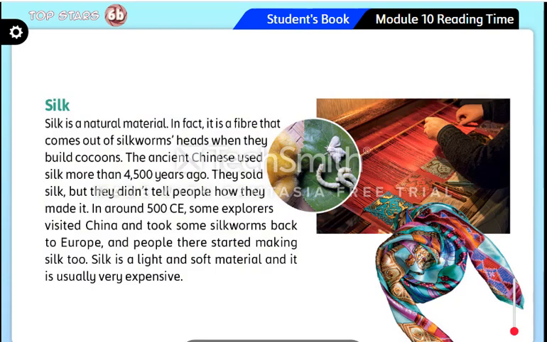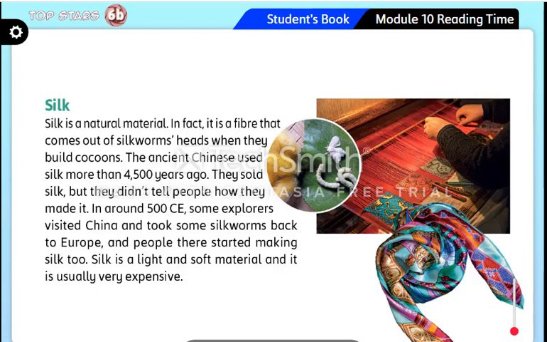Back again, my students. Let's answer the question. Are rubber, glass, and silk natural materials? The answer is: rubber is both a natural and a man-made material. Glass is a man-made material and silk, of course, is a natural material.